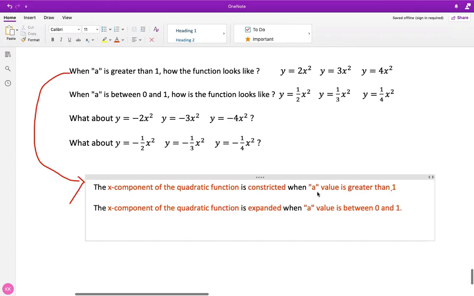Basically, when the a value is greater than 1, we expect to see that the x component of the quadratic function is constricted. At this time, we can see that 4x squared is more constricted than 3x squared, than 2x squared, than x squared. When the a value is between 0 and 1, we expect to see that the x component of the quadratic function is expanded. The smaller the fraction, the bigger the x component becomes.